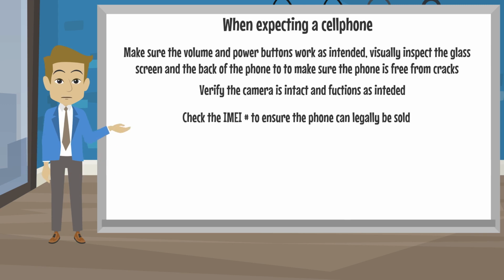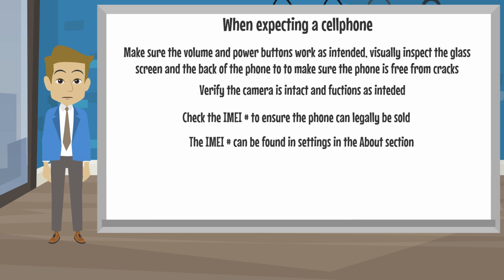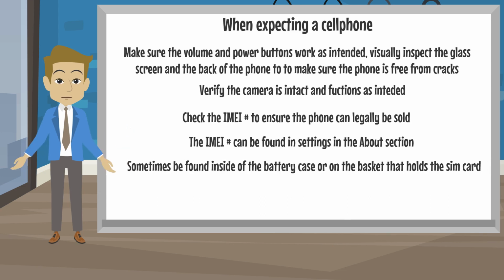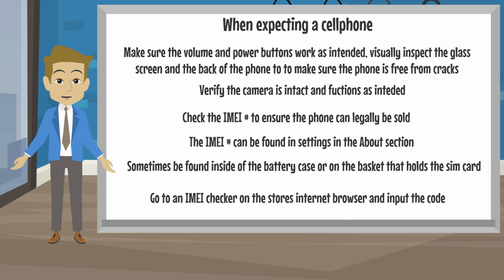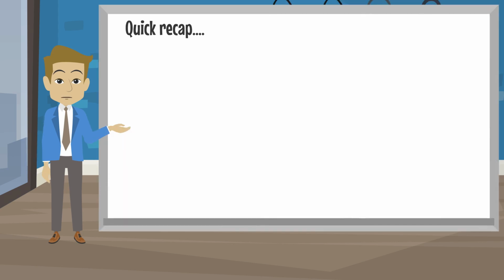Now you want to check the IMEI number to ensure that the phone can be legally sold. The IMEI number can be found in Settings in the About section. It can also sometimes be found inside of the battery case or on the basket that holds the SIM card. Once you have the IMEI number, simply go to an IMEI checker on the store's internet browser and input the code.